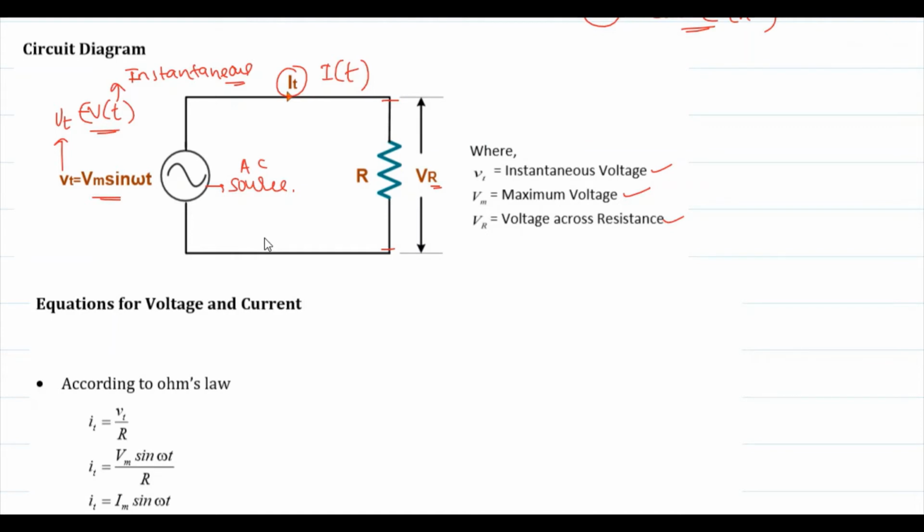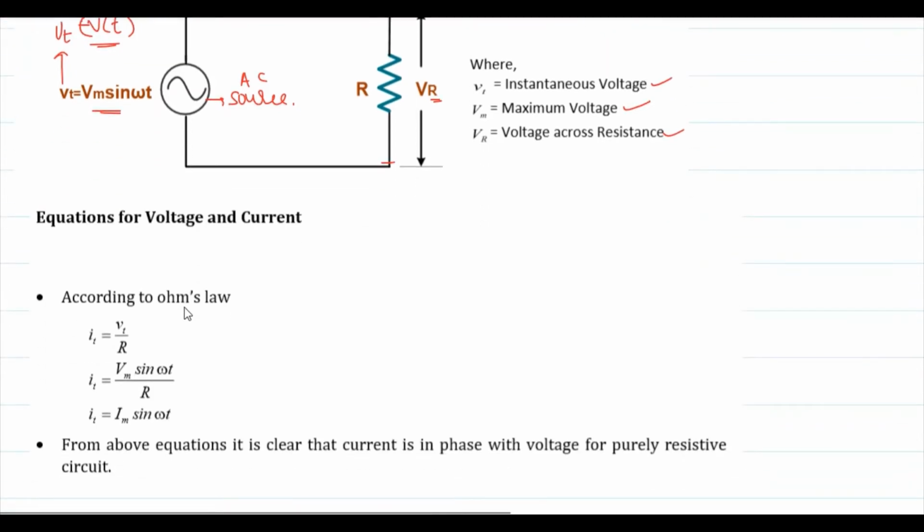From the above circuit, we can write the equations for the voltage and current as below. According to Ohm's law, the current i(t) is equal to V(t) by R, where i(t) and V(t) are the instantaneous current and instantaneous voltage. So the instantaneous current across this circuit can be calculated as voltage divided by resistance. As V(t), the instantaneous voltage, is equal to Vm sin omega t, we get Vm sin omega t divided by R.